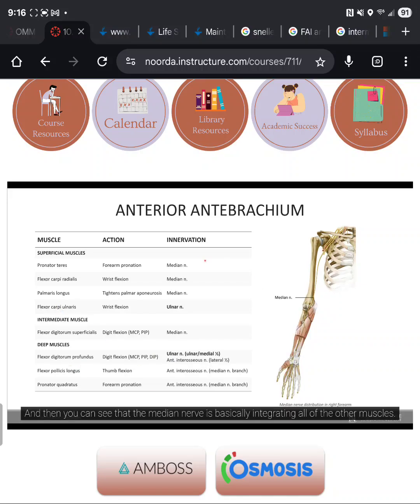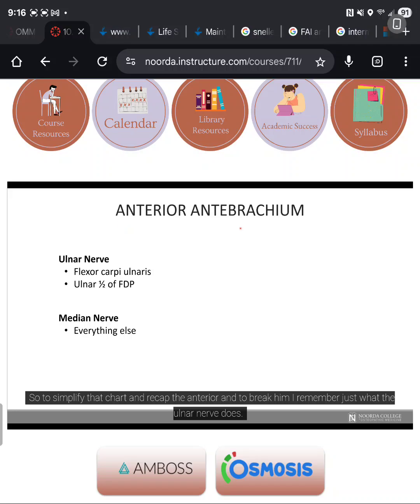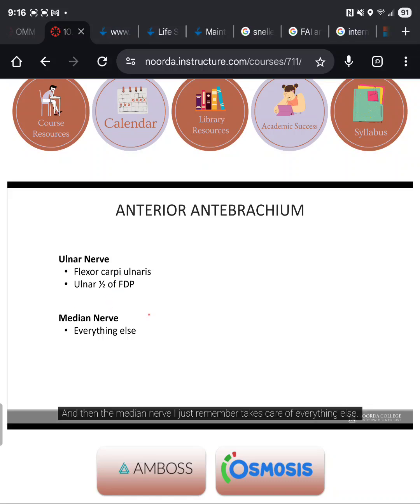And then you can see that the median nerve is basically innervating all of the other muscles. For the deep muscles, they're innervated by the anterior interosseous nerve, but that is just a branch of the median nerve. So to simplify that chart and recap the anterior antebrachium, I remember just what the ulnar nerve does, and then median does everything else. So ulnar nerve does the flexor carpi ulnaris and the ulnar half of flexor digitorum profundus, and then the median nerve I just remember takes care of everything else.